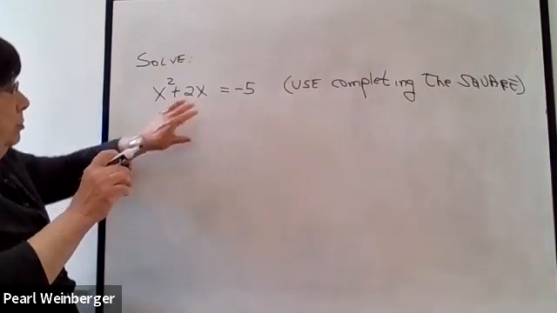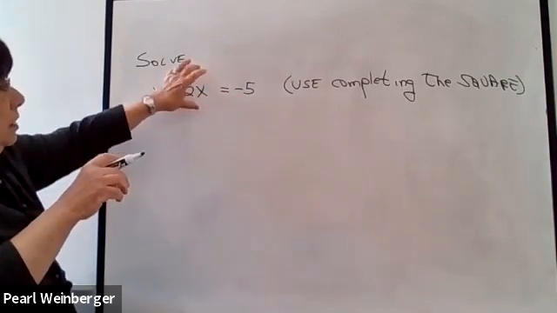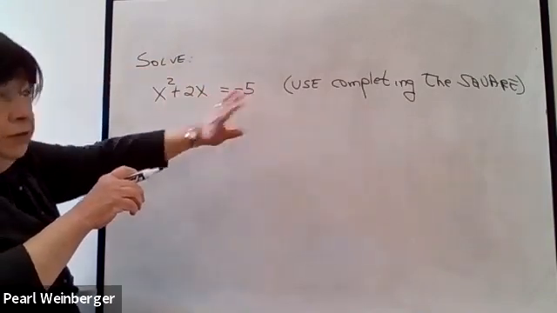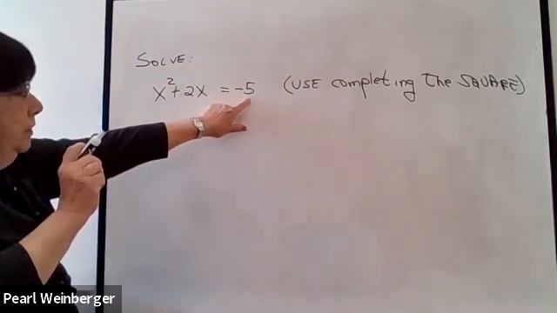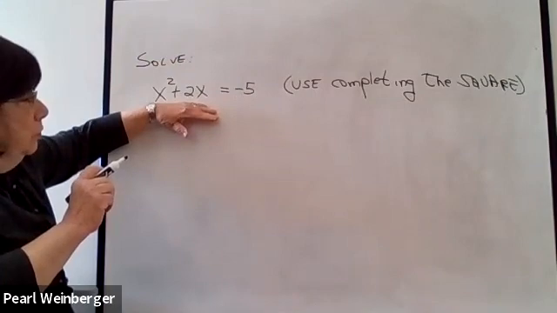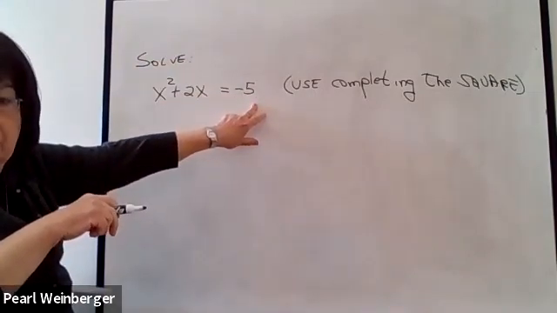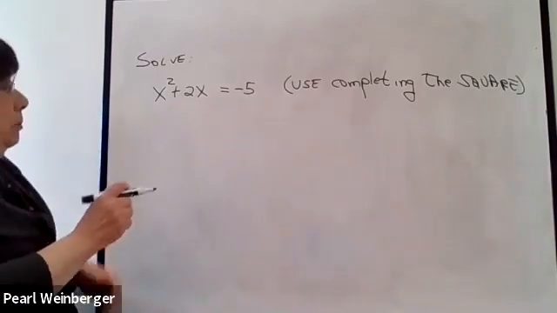Now, usually when I have a quadratic equation, I want all the terms on one side equaling 0 on the other side. But when we use the completing the square method, we want only the terms with x's on one side, and on the other side, we want any plain number. Which is exactly the way this is set up.